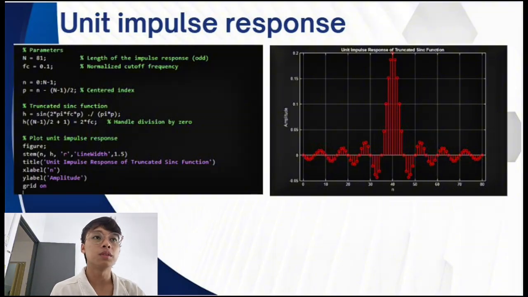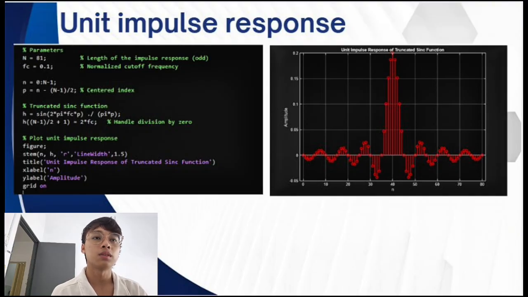So for our unit impulse response, here are our code parameters. n is equal to 81. This is the length of the impulse response, so the outcome result will be odd. fc equal to 0.1, which is a normalized cutoff frequency. Then n equal to 0 to n minus 1, and p equal to (n minus 1) divided by 2. This is for the center index.